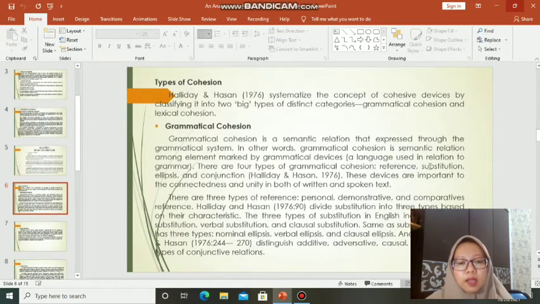And then there are three types of reference: personal, demonstrative, and comparative reference. And then Halliday and Hasan divide substitution into three types: nominal substitution, verbal substitution, and clausal substitution. Same as substitution, ellipsis has three types also: nominal, verbal, and clausal ellipsis. And then Halliday and Hasan distinguish additive, adversative, causal, and temporal types of conjunctive relations.